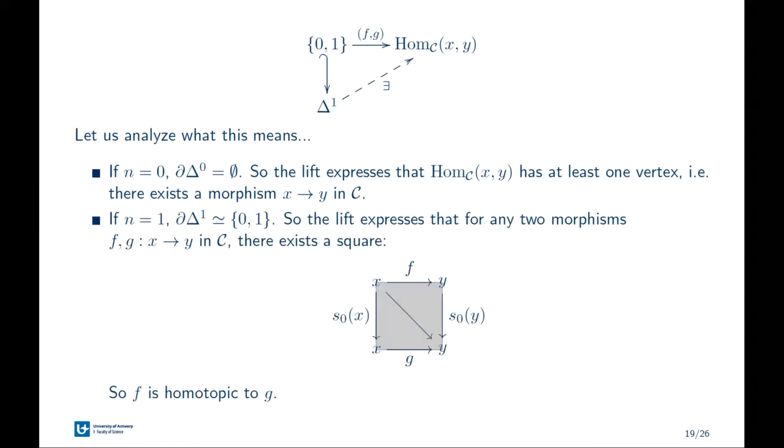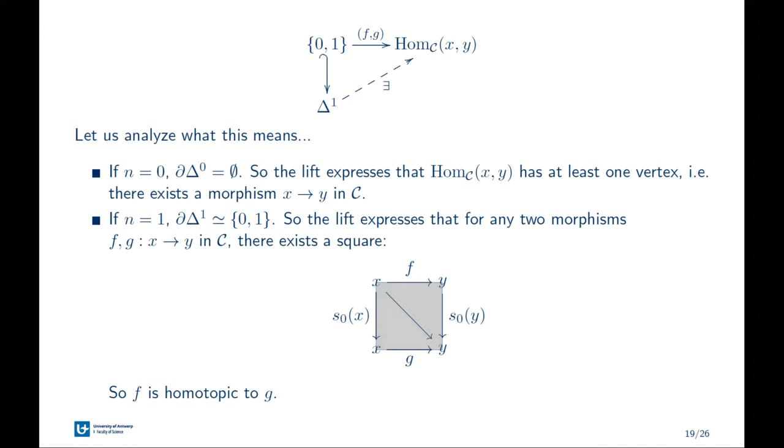Then, if we go one level up, the boundary of delta 1 now, recall, is just the disjoint union of the two endpoints of this line piece. Delta 1 is just a line piece, and the boundary are the two endpoints. So having a map from these two endpoints to my space basically just picks out two vertices now, not just one. It picks out two vertices of my space. And again, vertices in the space are morphisms from x to y. So it picks out two morphisms.